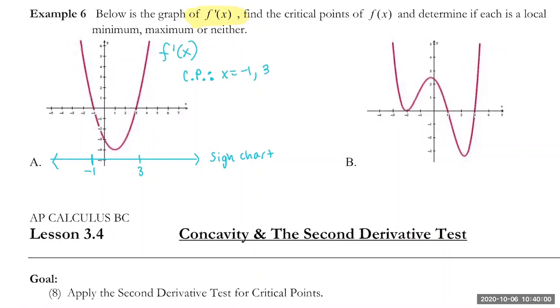Okay, now determine and create the sign chart. To the left of -1, I can see that my graph is above the x-axis, so f prime of x is positive, right? And then below that, it's negative.